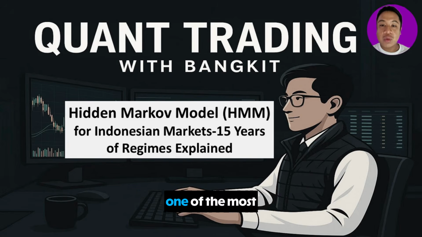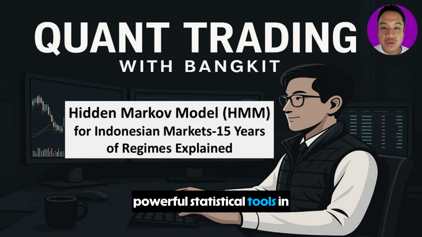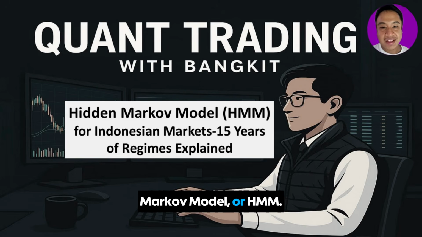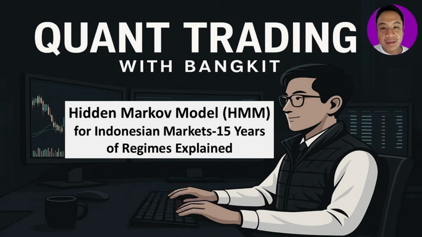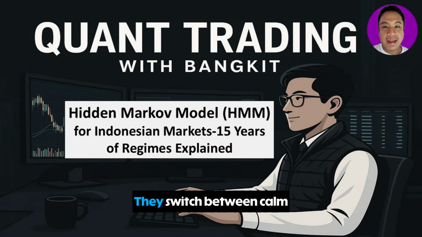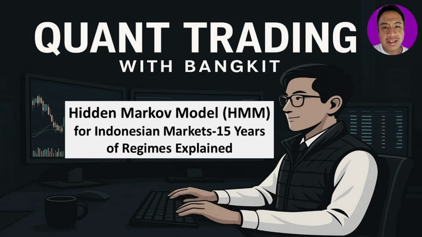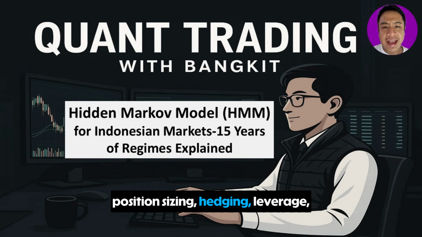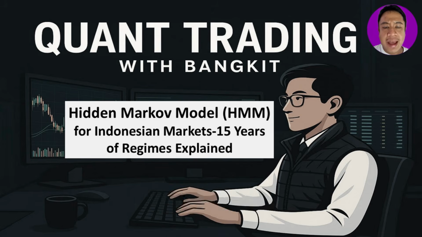Today we're diving into one of the most powerful statistical tools in quantitative finance, the Hidden Markov Model, or HMM. Why does this matter? Because financial markets do not move in one straight line. They switch between calm periods, risk-off phases, and full-blown crises. And if we can detect these regimes early, we can make far more rational decisions about position sizing, hedging, leverage, and even long-term investment allocation.